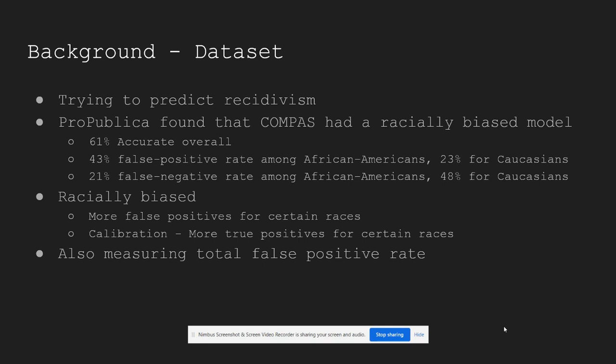ProPublica found that the COMPAS dataset test had a 43% false positive rate among black people compared to 23% for white people. It also had a 48% false negative rate among white people compared to 21% for black people. We also want a model that's accurate overall, that lacks a high false positive rate in general. We don't want people being punished for crimes that they haven't committed yet, but will never commit. And we want our test not to have that discrepancy in the false positive and false negative rates.